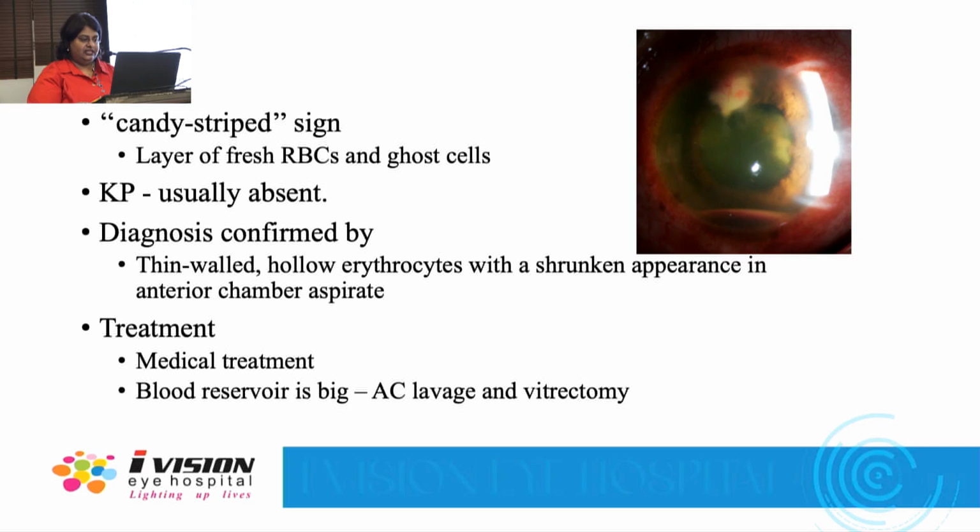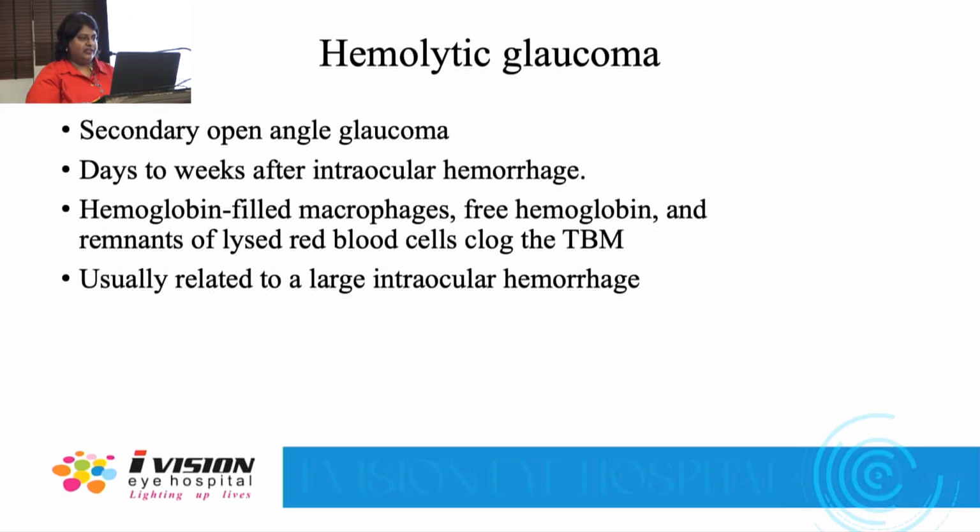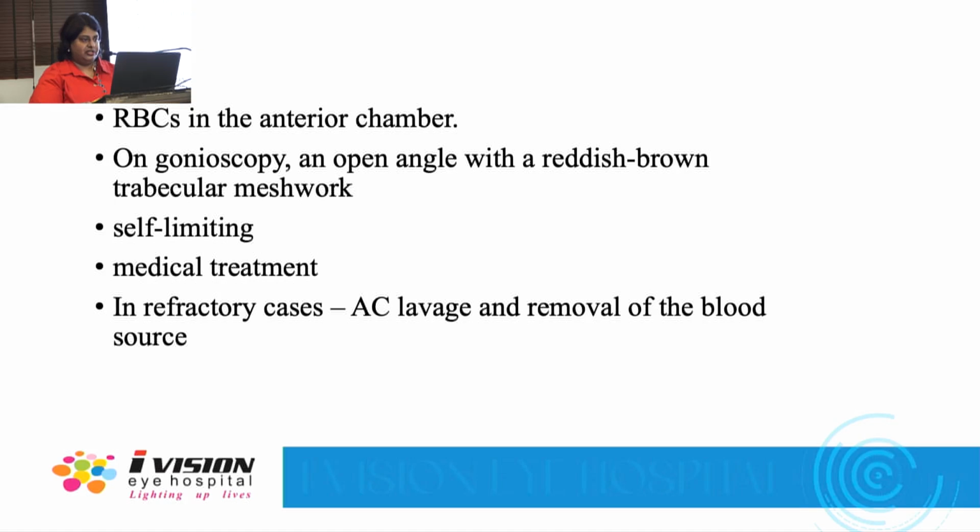This is again medical management, and if the vitreous hemorrhage is severe and the glaucoma goes uncontrolled, you might need to do AC lavage and vitrectomy. Hemolytic glaucoma is a secondary open angle glaucoma, days to weeks after intraocular hemorrhage. Macrophages, free hemoglobin and all those remnants clog the trabecular meshwork, usually related to a large intraocular hemorrhage. On gonioscopy, the trabecular meshwork is reddish brown, occluded by the RBCs. In refractory cases we might need to do AC lavage.